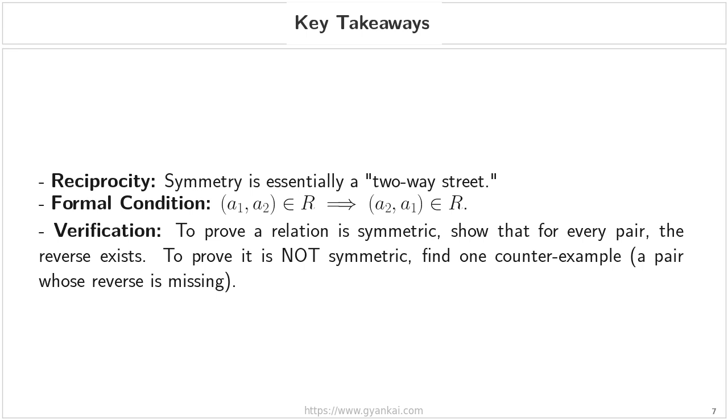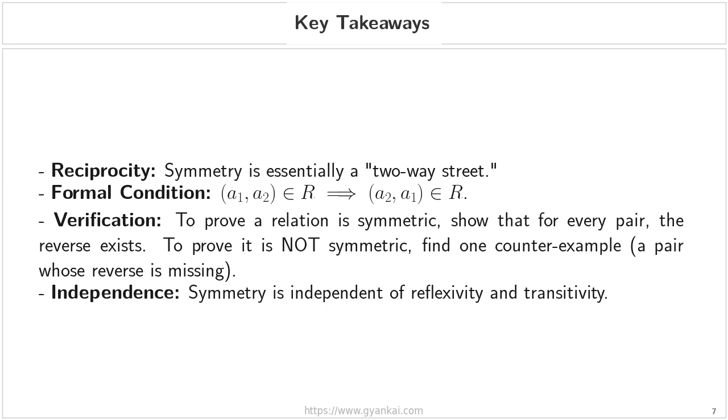However, to prove that a relation is not symmetric, you do not need to check every pair. You only need to find one single counterexample, which is a pair whose reverse is missing from the relation. Finally, it is crucial to understand the independence of these properties. As we noted in the common mistakes slide, symmetry is independent of reflexivity and transitivity. A relation can be symmetric without being reflexive, and vice versa. Each of these properties describes a different characteristic of a relation.